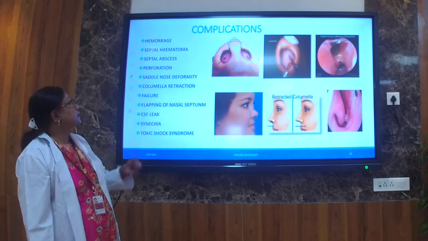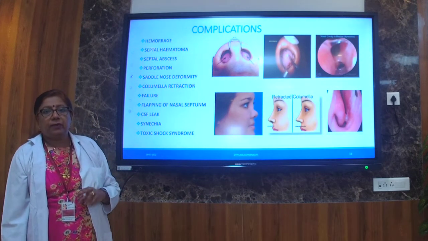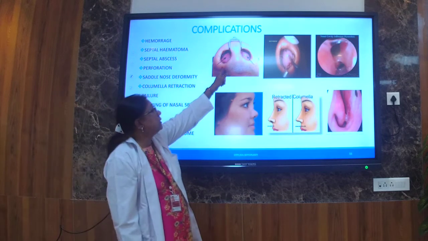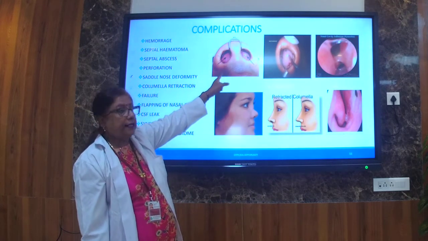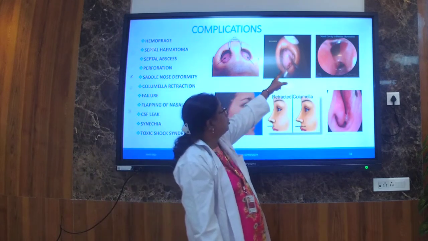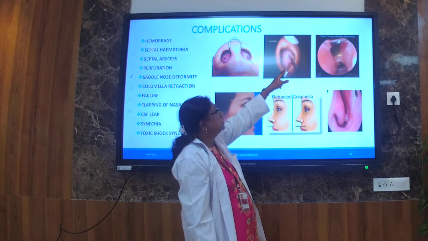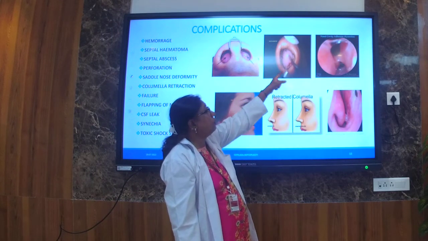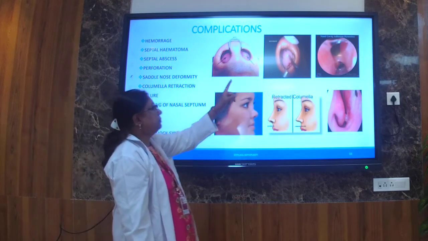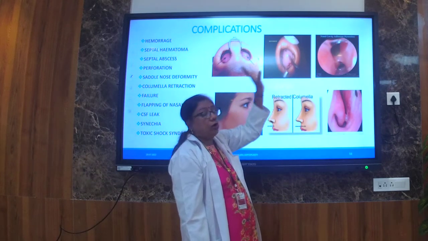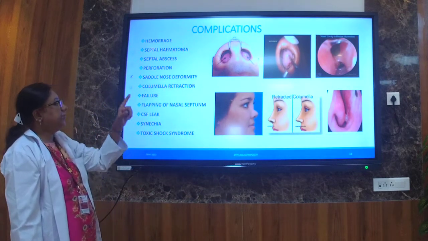The second thing is septal hematoma and septal abscess. If you see in this picture, this is a hematoma, leading to a septal abscess. In this picture, this is a septal abscess, which is a complication of septoplasty. If there is a septal abscess, then you have to do incision and drainage of the septal abscess. So this is very important.